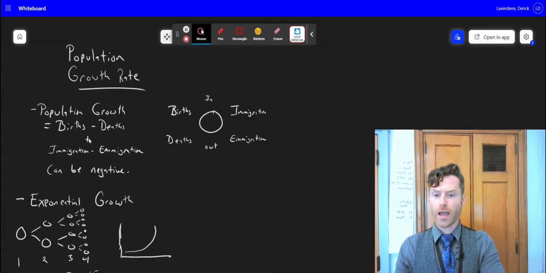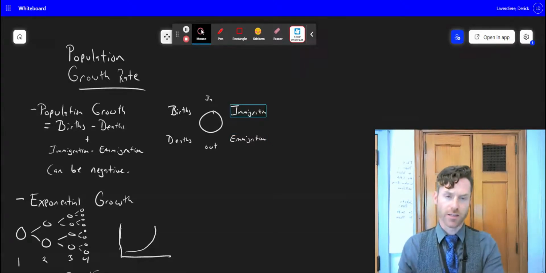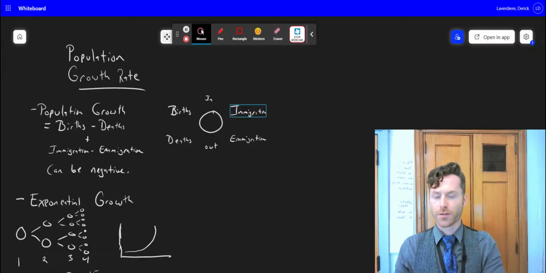So if we look at this cute circular model that I have here, we're looking at the four factors that are impacting the population size of any given area. And so if we take a population and we look at the amount of births, the amount of deaths, the amount of immigration, and the amount of emigration, we can assess how many individuals the population has gained or lost over a given amount of time.